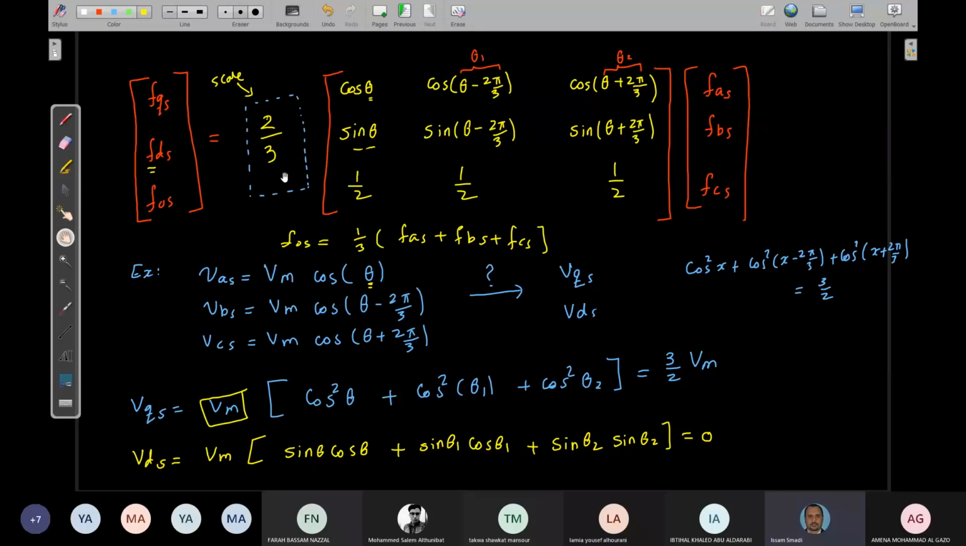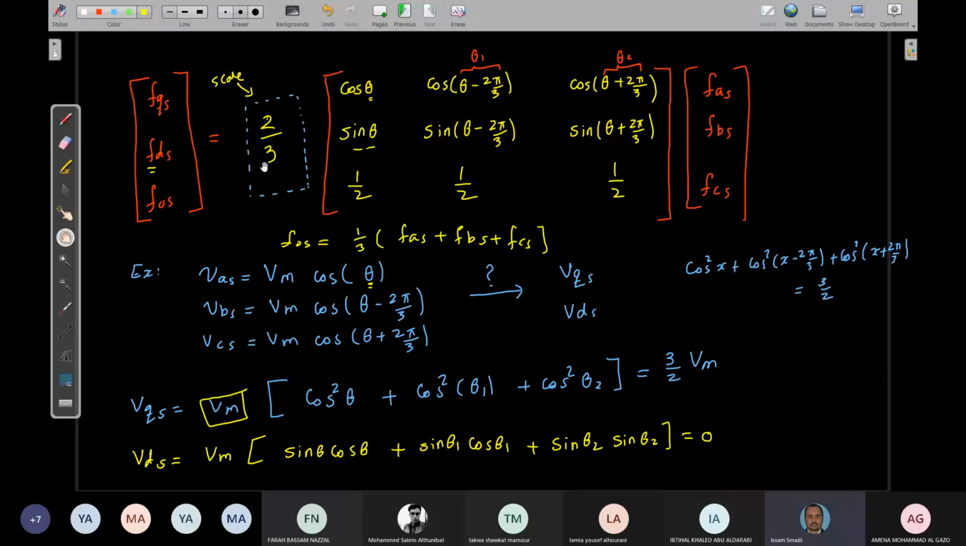Now we fix the scaling factor according to the textbook, which chooses 2 over 3. Why? Because if I choose the scaling factor to be 2 over 3 for a balanced system in the synchronous reference frame, which means that I'm rotating at the same speed as the voltage of the system, then the Q will equal the A as a magnitude, and the D will equal 0. And VQ will equal VM if I'm using the scale 2 over 3.